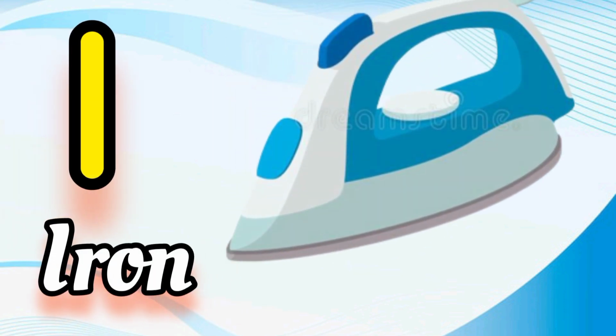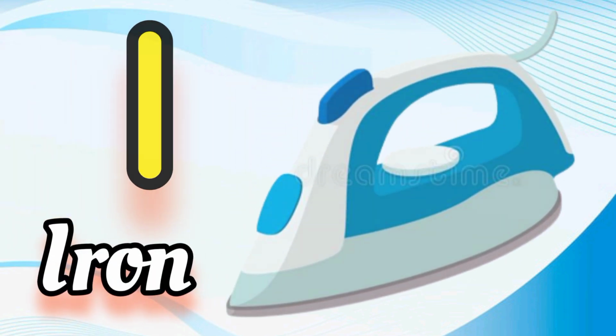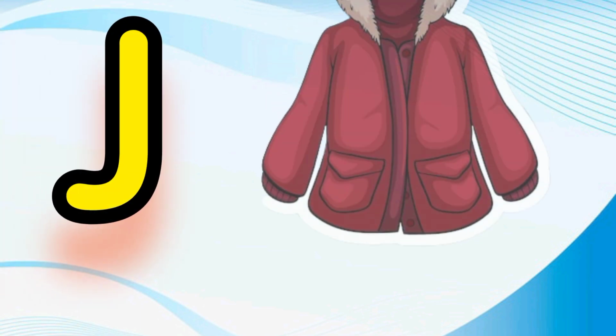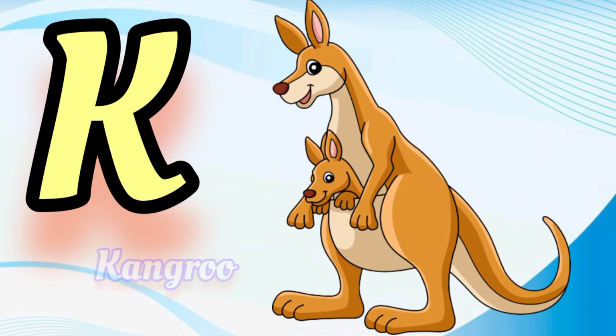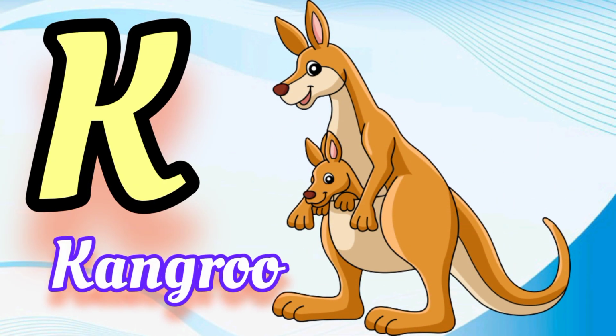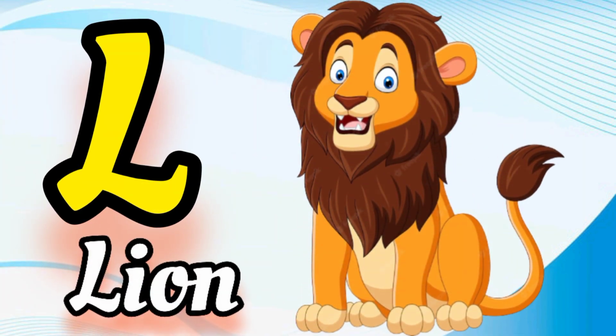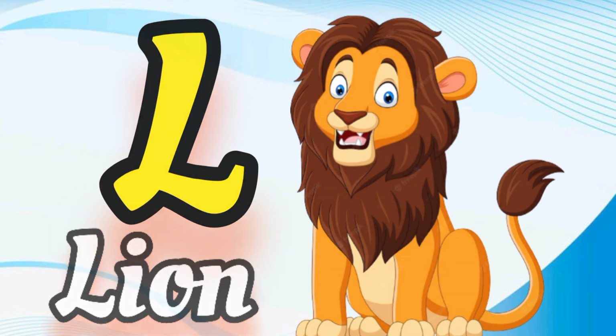I for iron. Iron means istri. J for jacket. Jacket means jacket. K for kangaroo. Kangaroo means kangaroo. L for lion. Lion means chair.